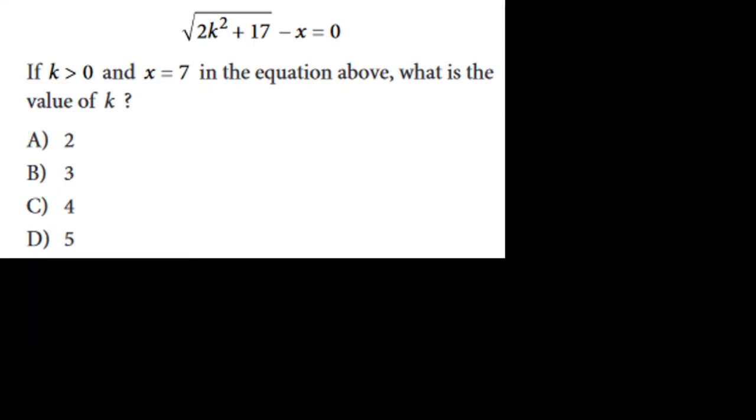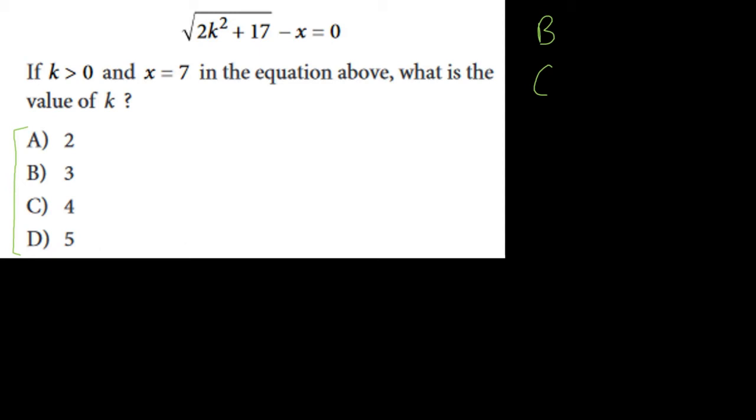Let's take a look at this one. So when we're plugging and chugging, A through D will always be in order. It's either from least to greatest or greatest to least. And so the trick to this is that you want to start at B and C first. So if you try B and it's the answer, good, you got the answer. If B isn't the answer, try C out. If C is the answer, you're good.